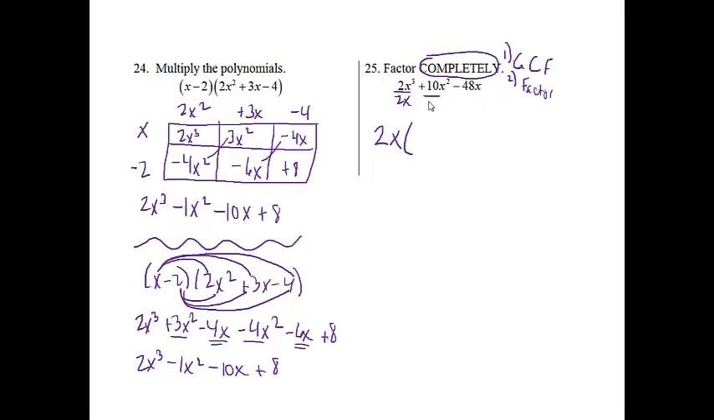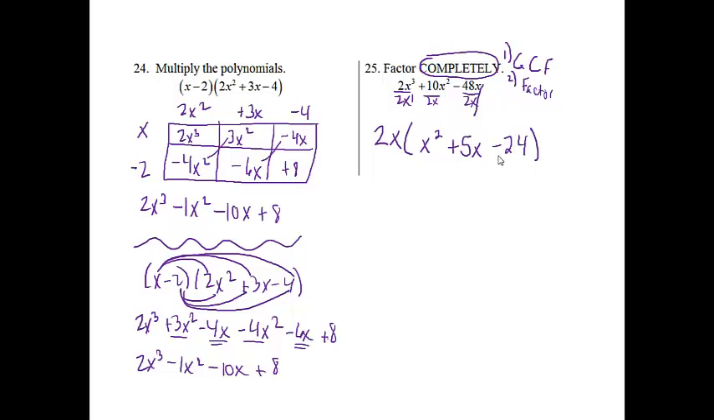So 2x, 2x, 2x. All right, so 2 divided by 2 is 1. If I subtract the exponents, I'll get x to the second. And then plus 10 divided by 2 is 5. X squared divided by x is just going to be x. And then minus 48 divided by 2 is 24. And then my x's cancel out.